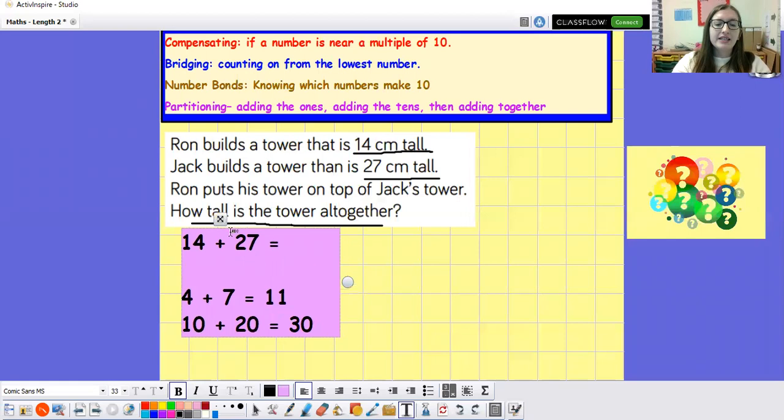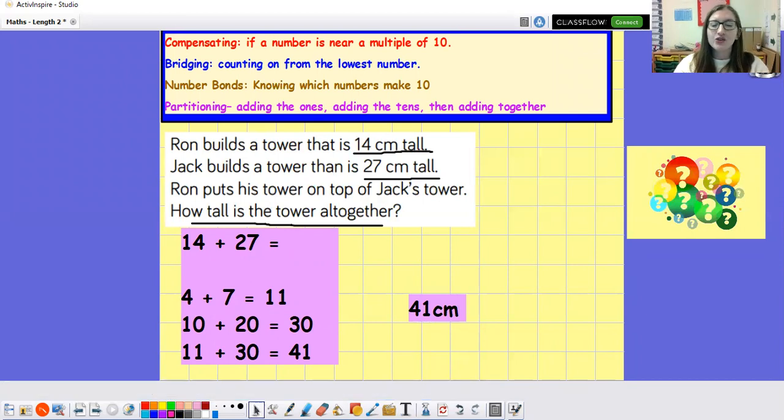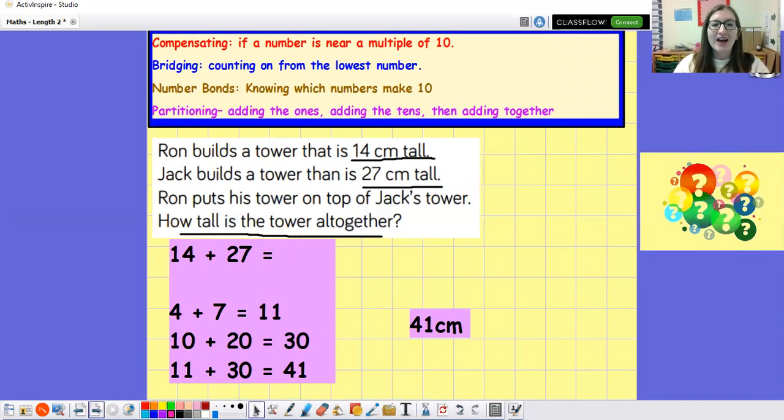And now I need to take those two numbers and add them together. So 11 add 30 equals 41. But it's not just 41, it's 41 centimetres. It's 41 centimetres tall. Well done if you got that.